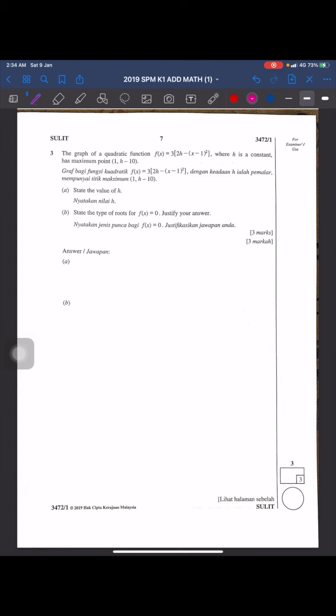Okay, so from this quadratic function, first thing first, apa yang akan saya buat? Saya akan expand terlebih dahulu. So kita akan dapat f(x) equals to 6h minus 3(x minus 1) square. Okay, so saya rearrange balik kita punya equation ni. So saya akan dapat negative 3(x minus 1) square plus 6h.